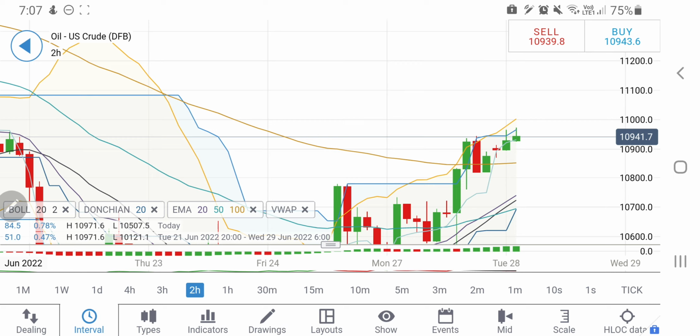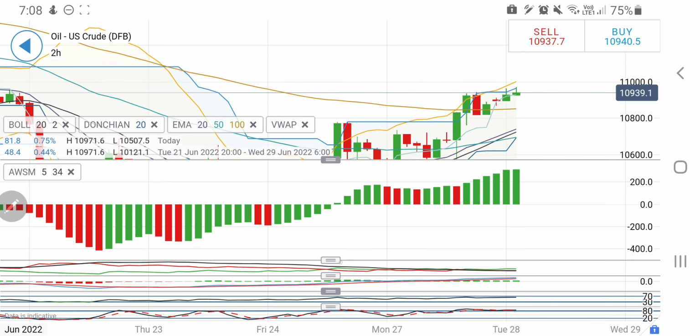I will be watchful of 108.8. If it breaks below 108.8, go short. And yes, on the upside, I will be watchful of 110. If you see it trading beyond 110.2, then go long for 111 and 112 levels.